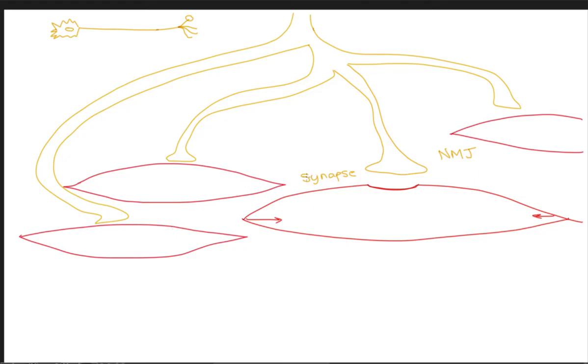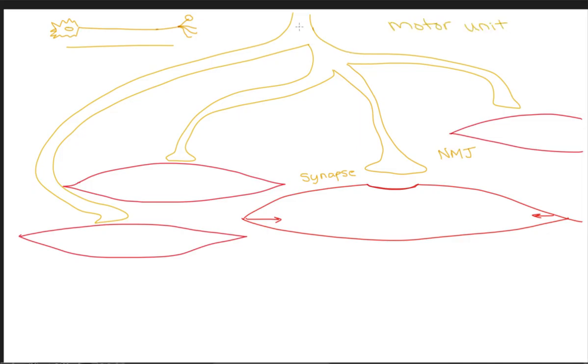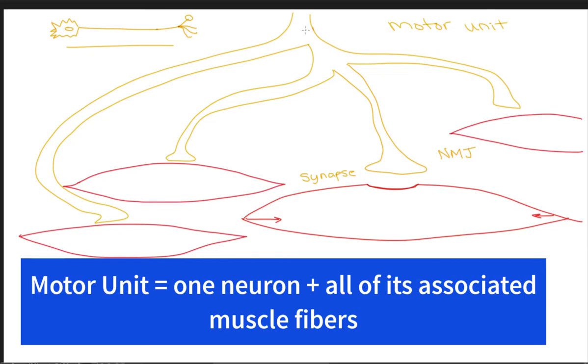Now, in your body, you're not going to have such a small number of muscle fibers that are all associated with one another. You might have thousands or tens of thousands of muscle fibers that are all going to be stimulated by the same neuron. So we call everything that I've drawn on the screen so far a motor unit. A motor unit is one neuron and all of the associated muscle fibers that go with it.